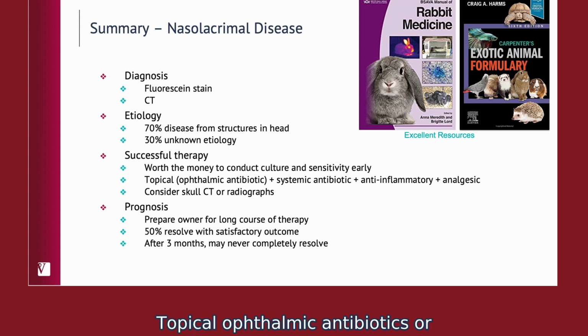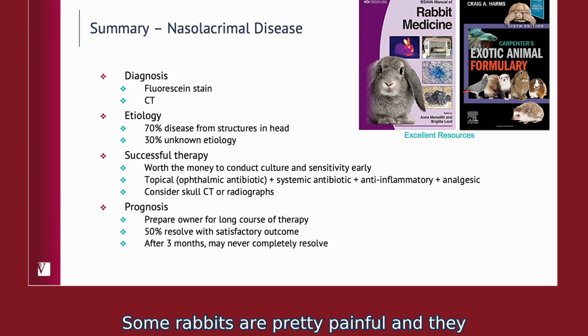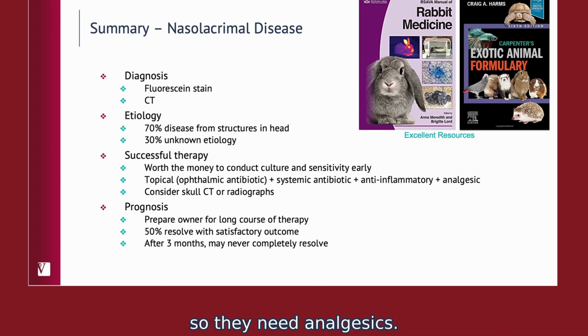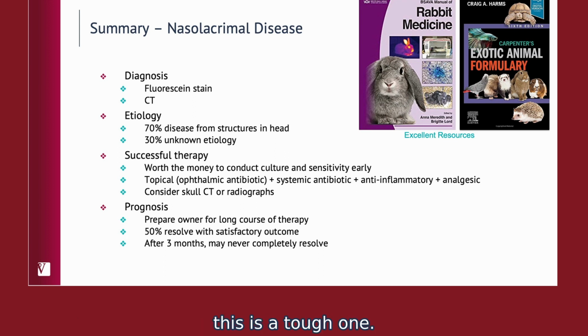Topical ophthalmic antibiotics or anti-inflammatories are very reasonable. If the rabbit acts irritated by them, then just move to systemics. Often I'll actually start with systemic antibiotics and anti-inflammatories, and if I'm not seeing the resolution that I want, go ahead and start topical at that point. Some rabbits are pretty painful, and they actually need more than just an anti-inflammatory, so they need analgesics, and my go-to is actually buprenorphine.